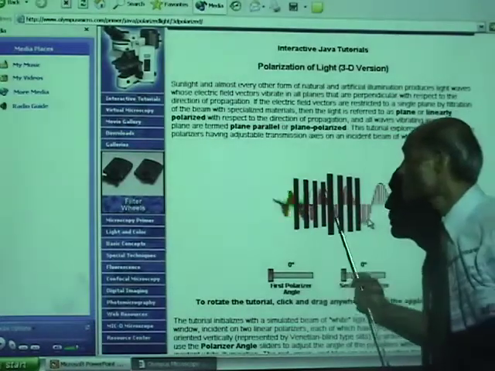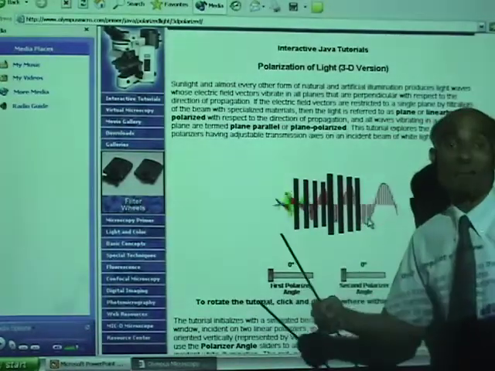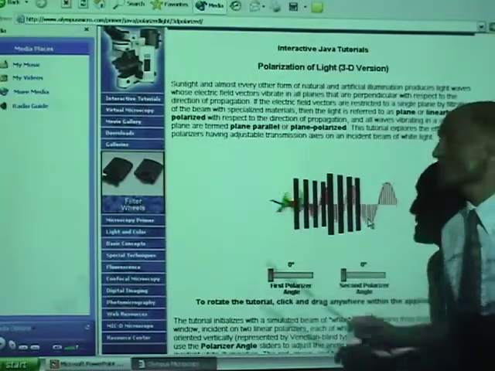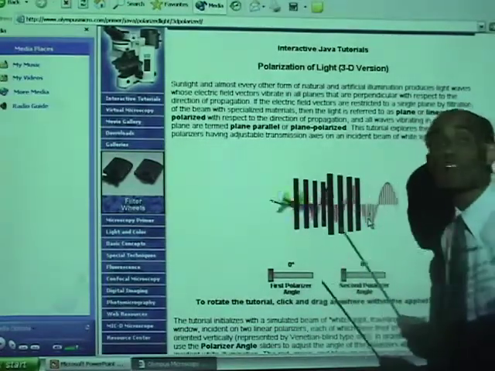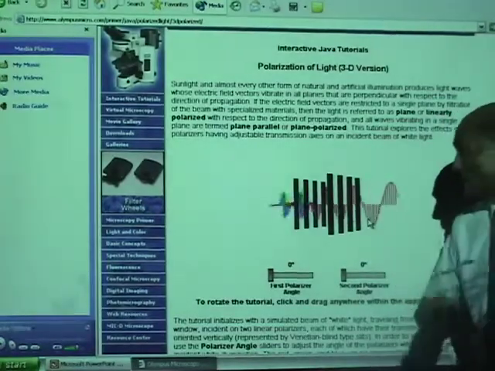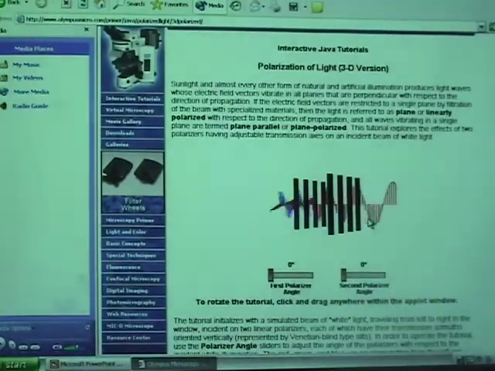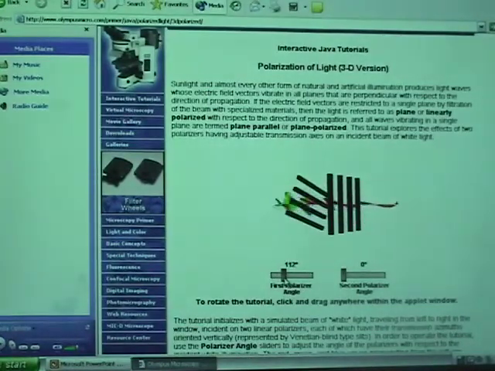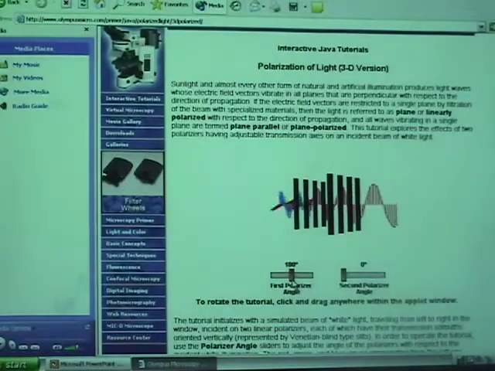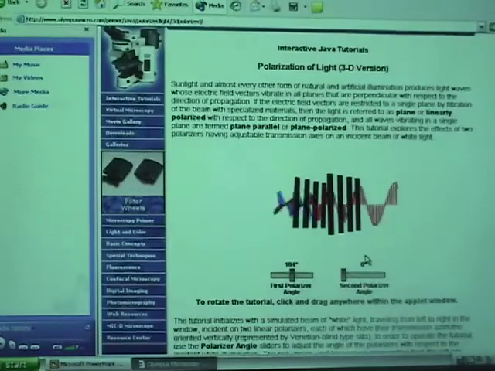Now we can actually rotate these and see what happens when each of the polarizing filters is rotated. Let's have a look. Now let's rotate the first polarizer by 90 degrees. Well, let's rotate it and make it vertical. You can see it is a vertical polarizer now. Let's make this second filter a horizontal polarizer.